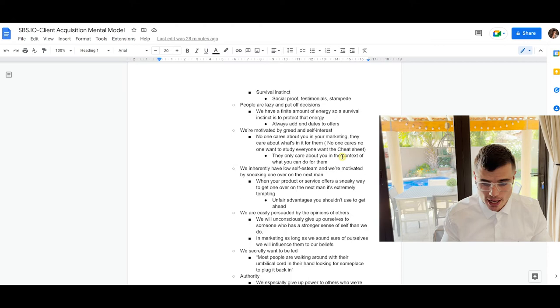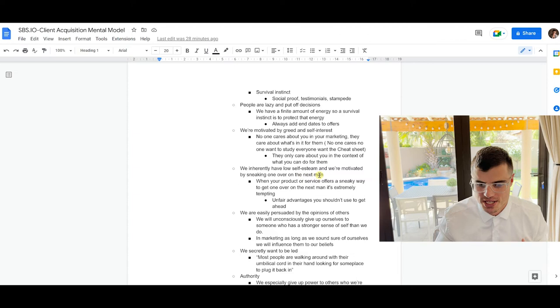So if you can provide it to people, that's what they will buy, because they want the solution. We are motivated by greed and self-interest. No one cares about you in your marketing. They care about what's in it for them. No one cares about what they need to study. If they can have the cheat sheet, that's what they want. They only care about the context and what you can do for them specifically.